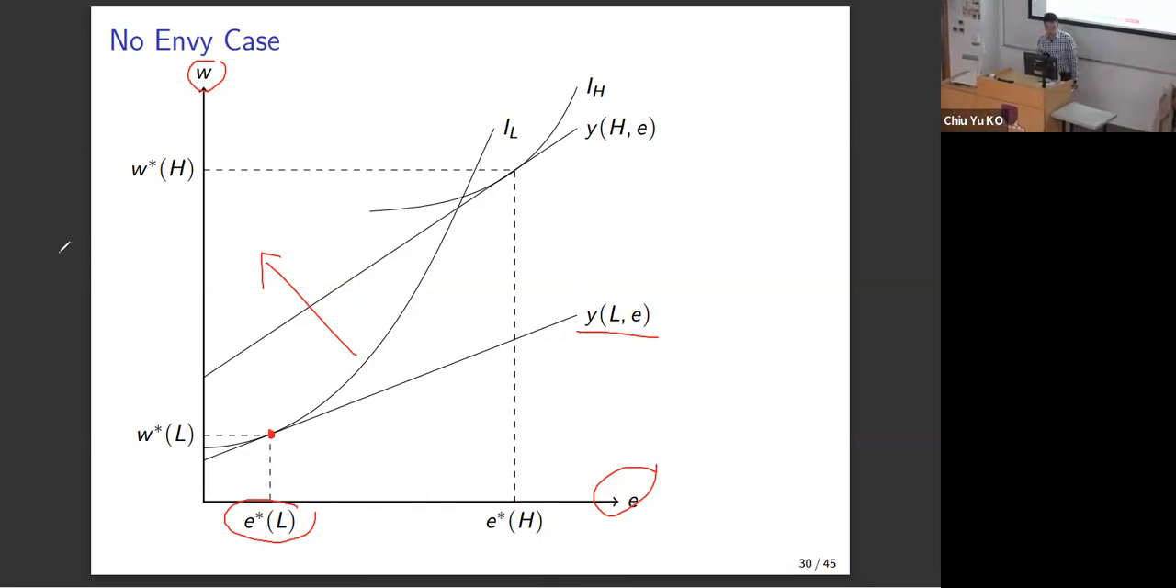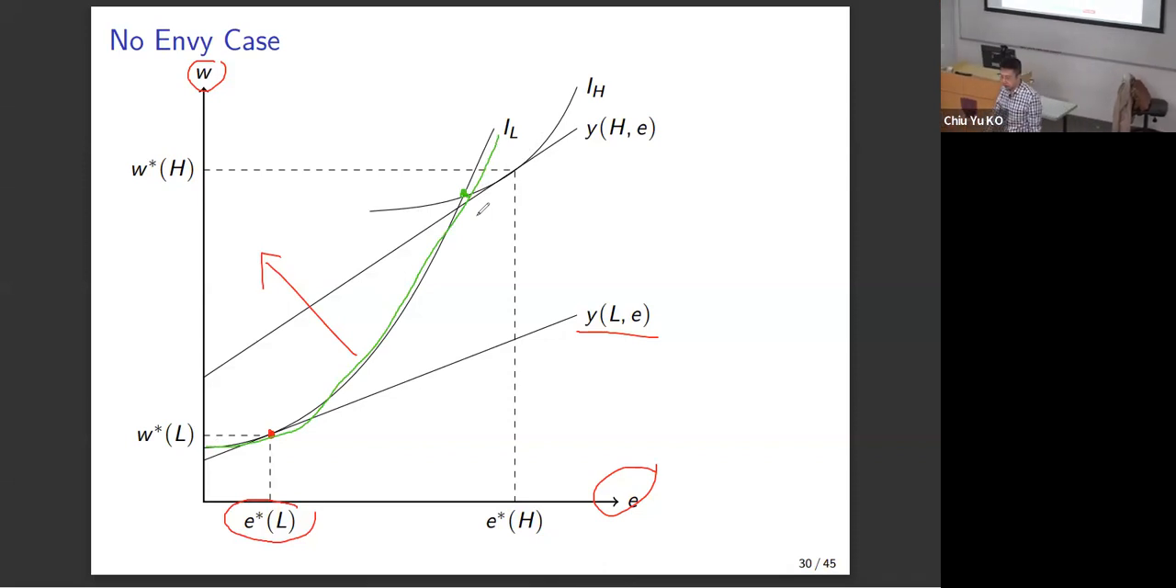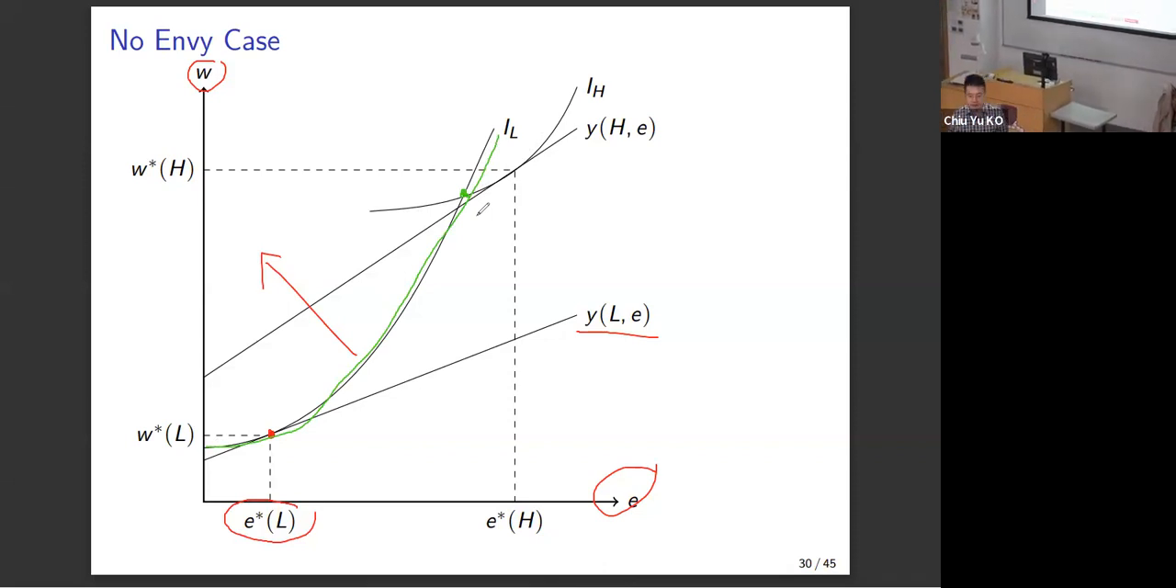Let me backtrack a little bit to the single crossing. Single crossing means that the two indifference curves, high type and low type, only cut once. If they ever intersect, they intersect only once and no more. That is the single crossing idea.